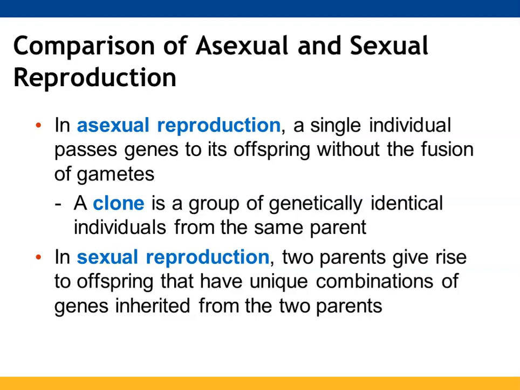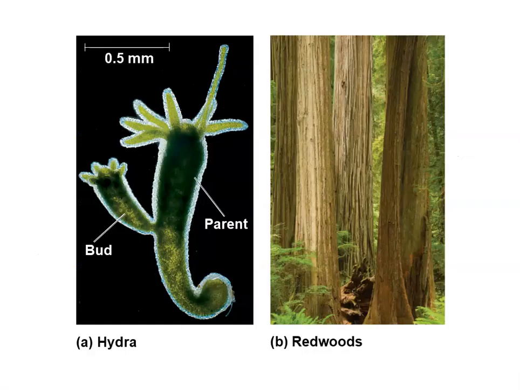We spent a fair amount of time talking about asexual reproduction with mitosis, where an individual is able to pass genes to its offspring without the fusion of gametes. We saw that with binary fission. You can have asexual reproduction for some organisms that are able to just make identical copies of their offspring. That would be your clones. Sexual reproduction is what we're going to be focusing on this chapter, where parents are able to give rise to offspring that have combinations of genes that are unique based on the genes that the parents contributed.